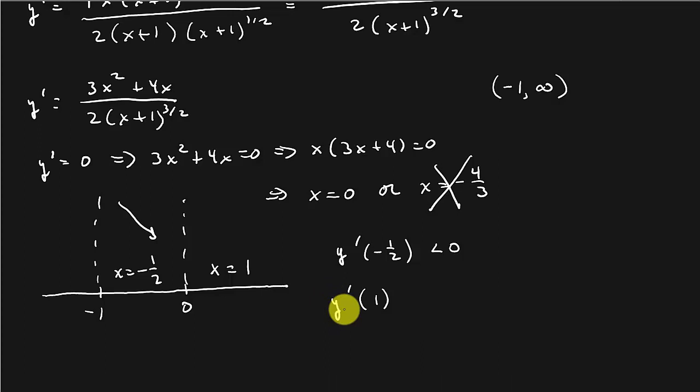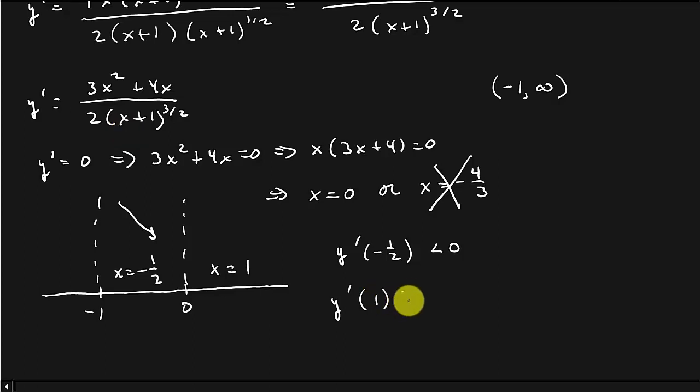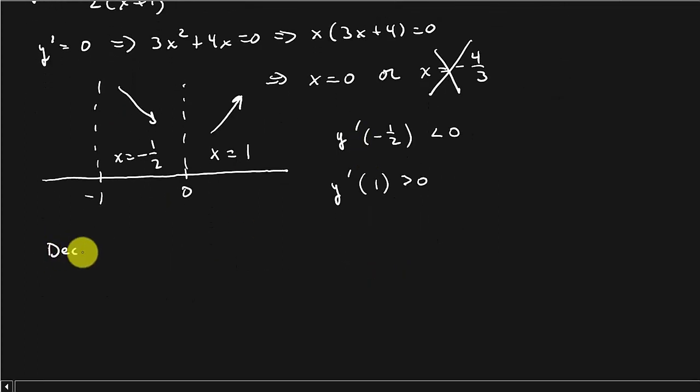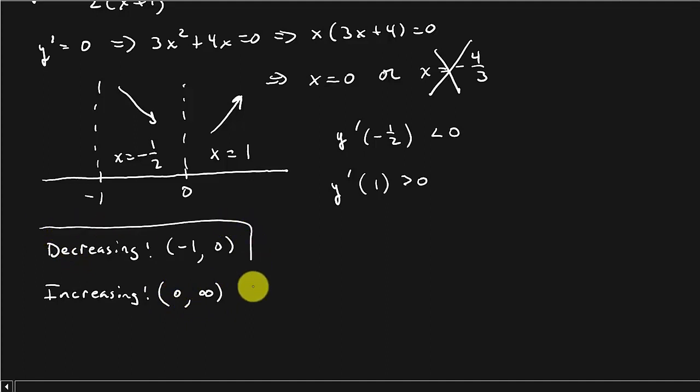Now, I don't care when I plug these numbers in, I don't care what the exact answer is. All I care about is is it positive or negative. And then when I plug the 1 in, I'm going to get a positive number, so that would be increasing. And so I could say this thing is decreasing from -1 to 0, and it is increasing from 0 to infinity. All right, so let's put a box around that because we'll have to use that when we go to graph it.